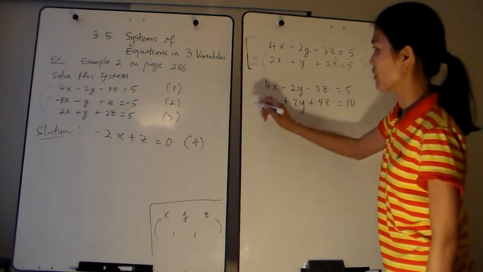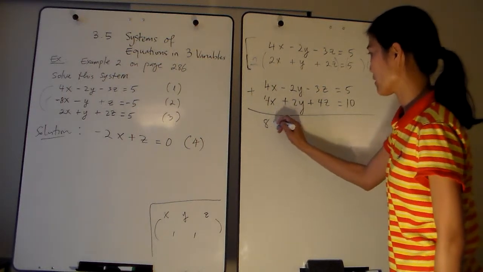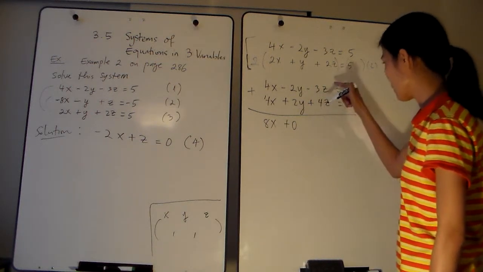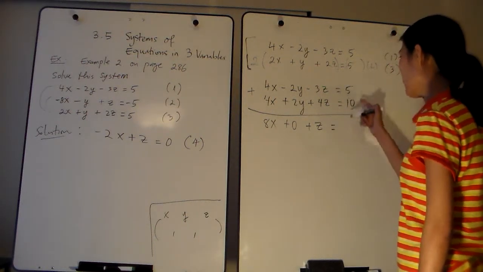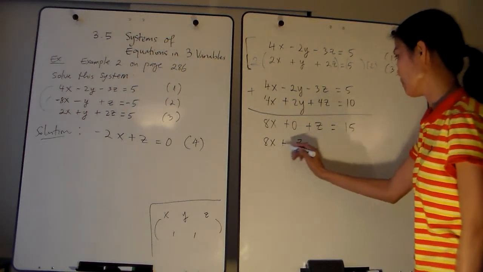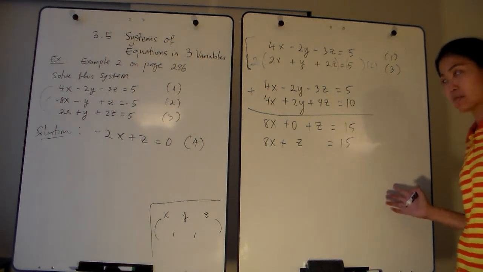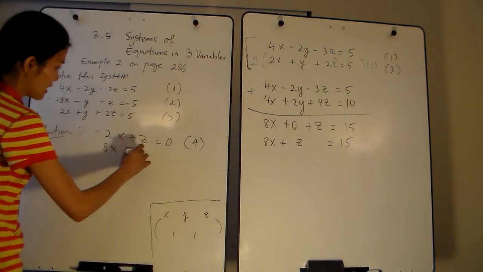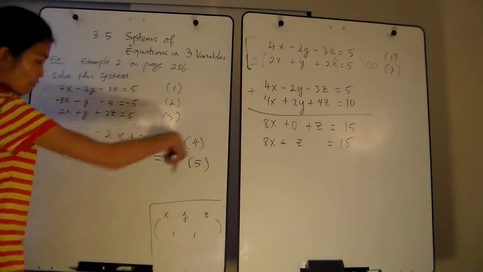Okay, now we can start to eliminate the y, right? So let's add them. When it's ready, you can add them. 4x plus 4x is 8x. Negative 2y plus 2y is 0. Negative 3z plus 4z is just z. 5 plus 10 is 15. Simplify, we get 8x plus z equal to 15. Alright, so this is the second equation we just obtained. So let's copy it here. 8x plus z equal to 15. And let's call this equation 5. Okay, so far we have 5 equations.